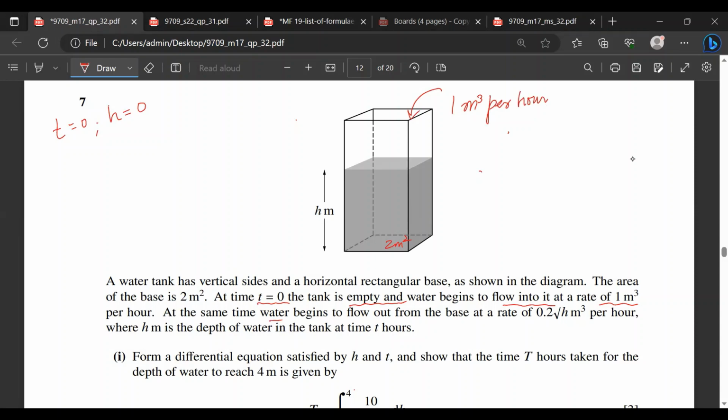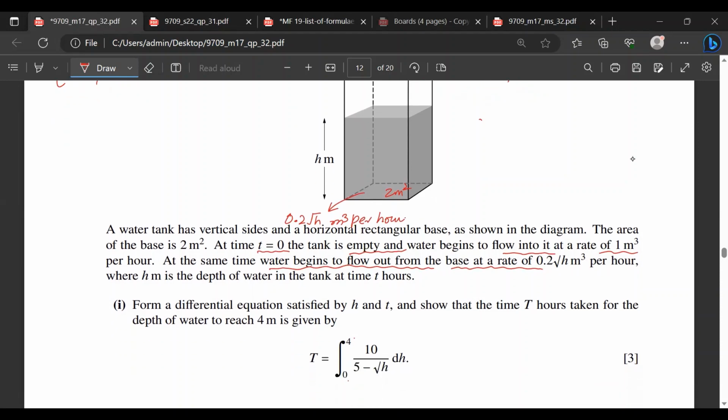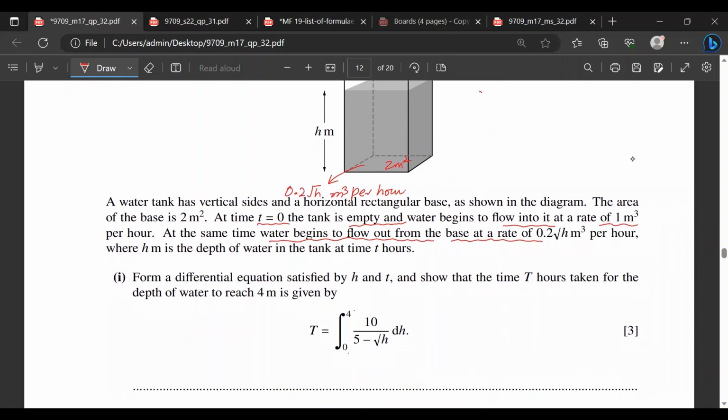At the same time, water begins to flow out from the base at a rate of 0.2 root h meter cube per hour. So here, outflow is 0.2 root h meter cube per hour, where h is the depth of the water in the tank at time t hours.